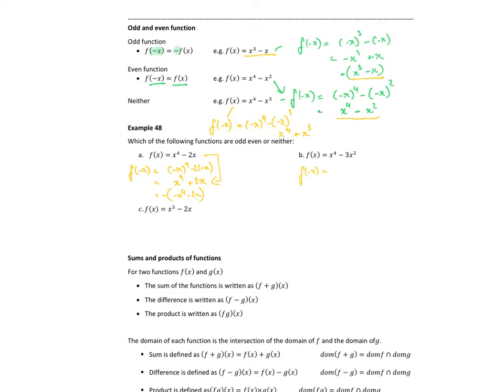F of negative x is equal to negative x to the 4 minus 3 times negative x squared, which is x to the 4 minus 3 times x squared, which is the original. So that's an even function. Nice one. And you can see each of those individual components are odd themselves. So if we add them, which is the negative of x cubed minus 2x, which is the original. So therefore, it's an odd function.